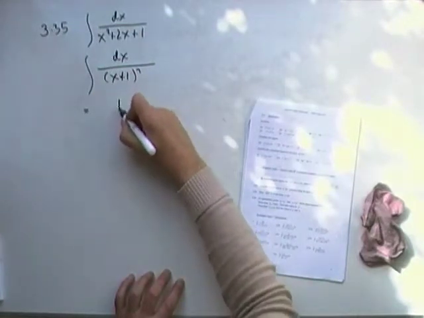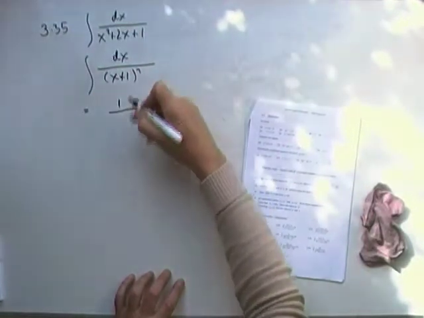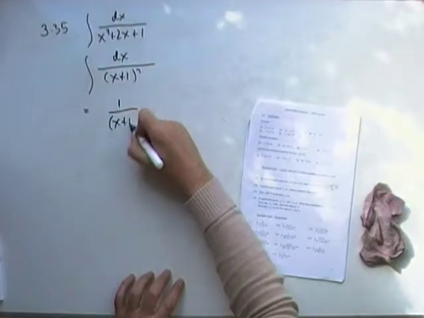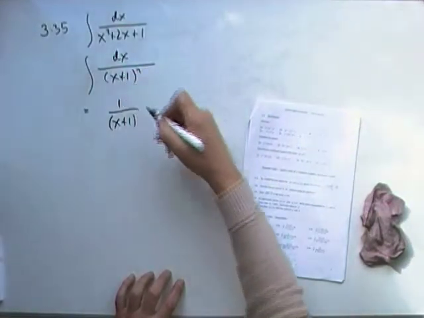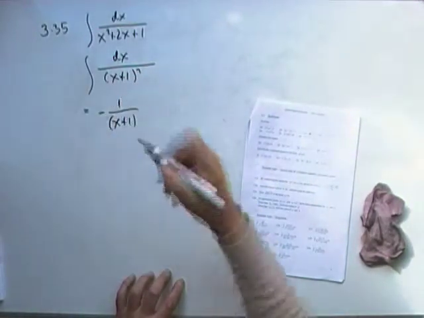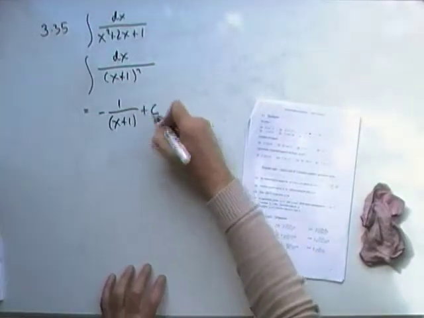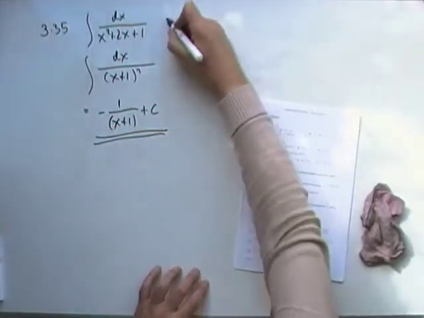So the answer would just be power negative 2. We'll go back to power negative 1. So it'll just be x plus 1 divided by that negative power. So that's negative that. Plus c. That one was easy.